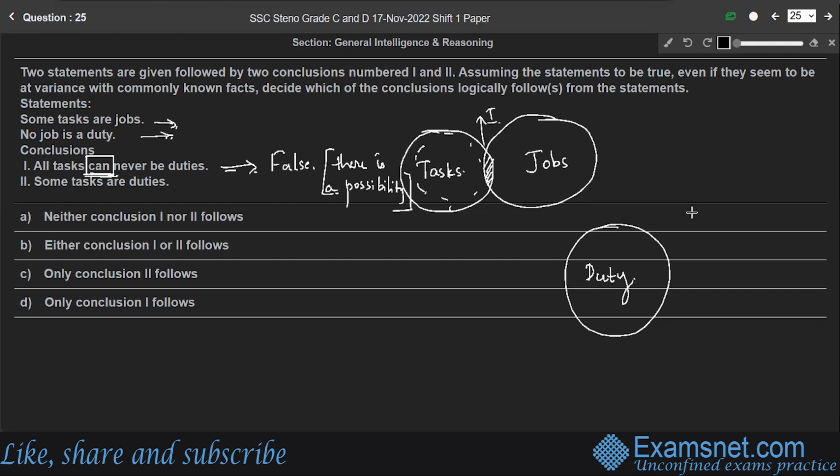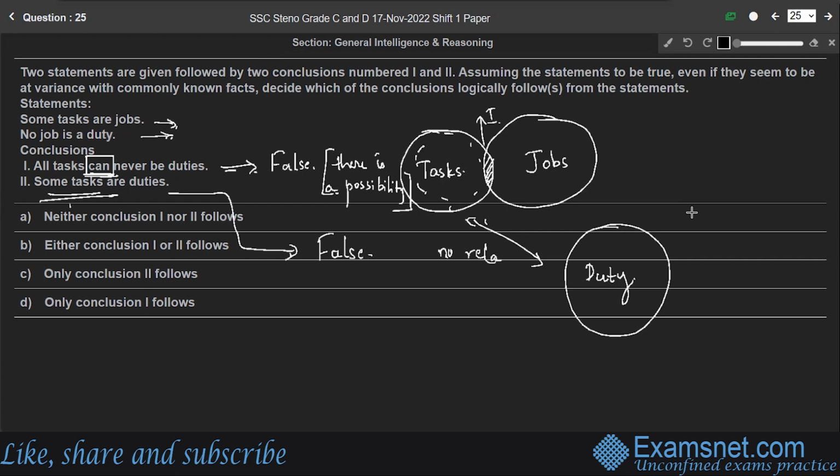Therefore, the first conclusion is a false one. Whereas the second one, some tasks are duties. So there is no relation between tasks and duties. Therefore, a false conclusion. The second one is given strictly that some tasks are duties. So if there is a word that can, then there is a possibility that some tasks are duties. But there is no relation between tasks and duty.